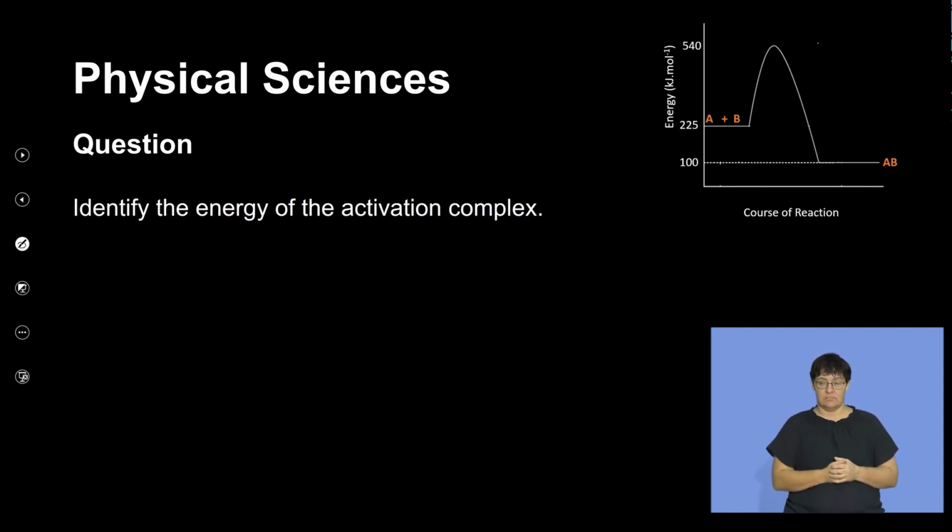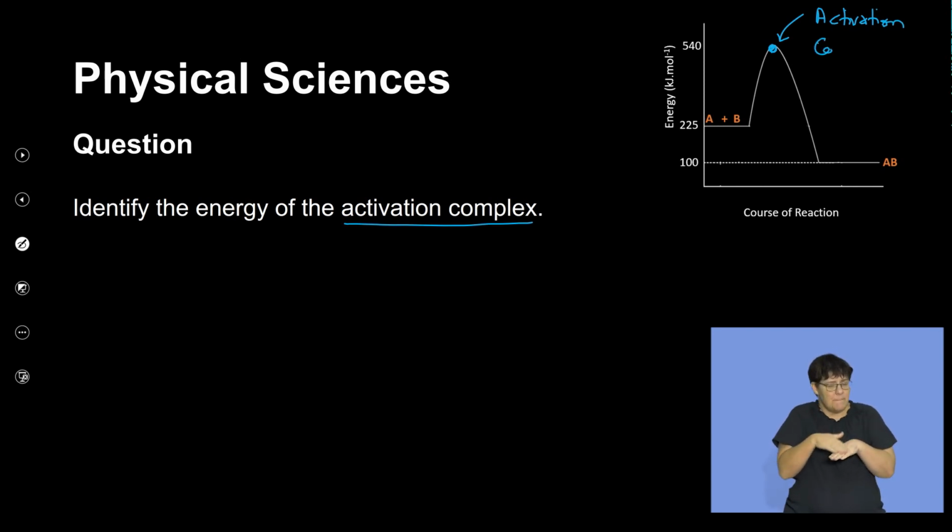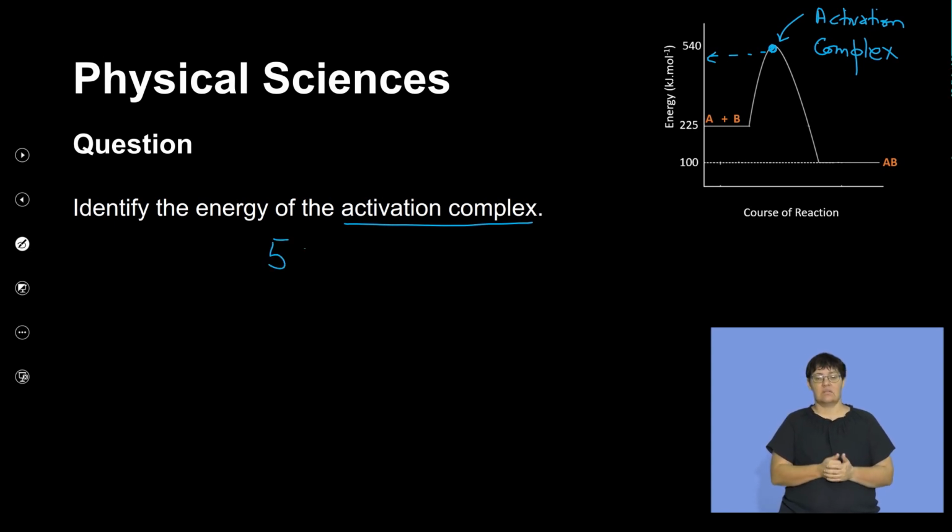Right. Moving along, now we want to identify the energy of the activation complex. Okay, first of all, if we go to our profile, after supplying that minimum energy for this reaction to take place, we need to identify our activation complex. So this is our activation complex, right? Which has to do with the minimum energy that needs to be supplied for this hypothetical reaction to take place. So the amount of energy that this activation complex has is actually 540 kilojoules per mole.